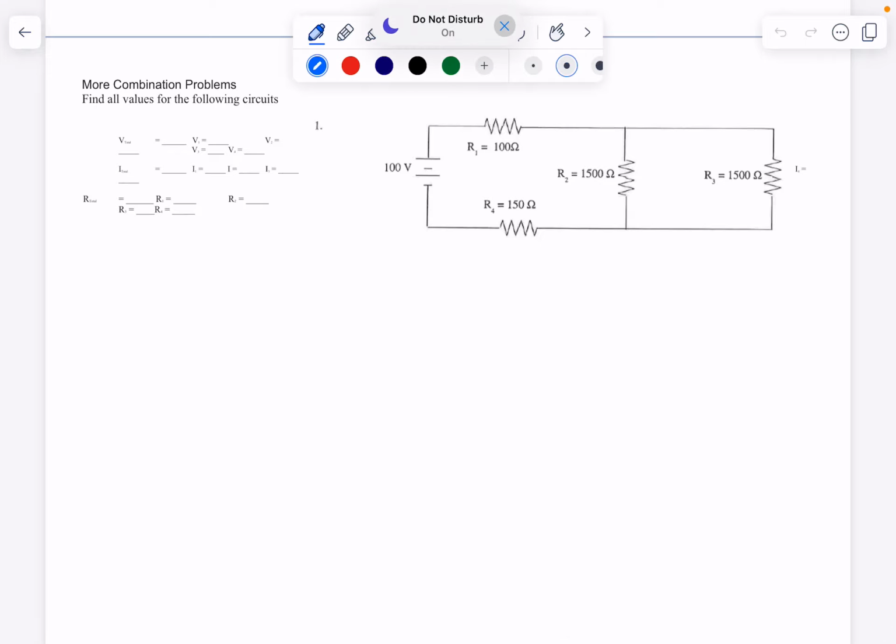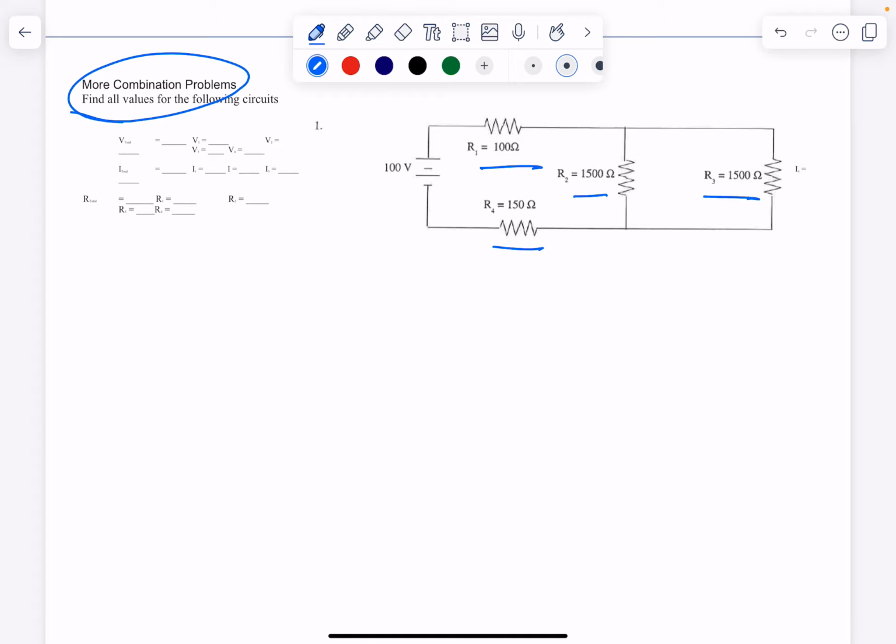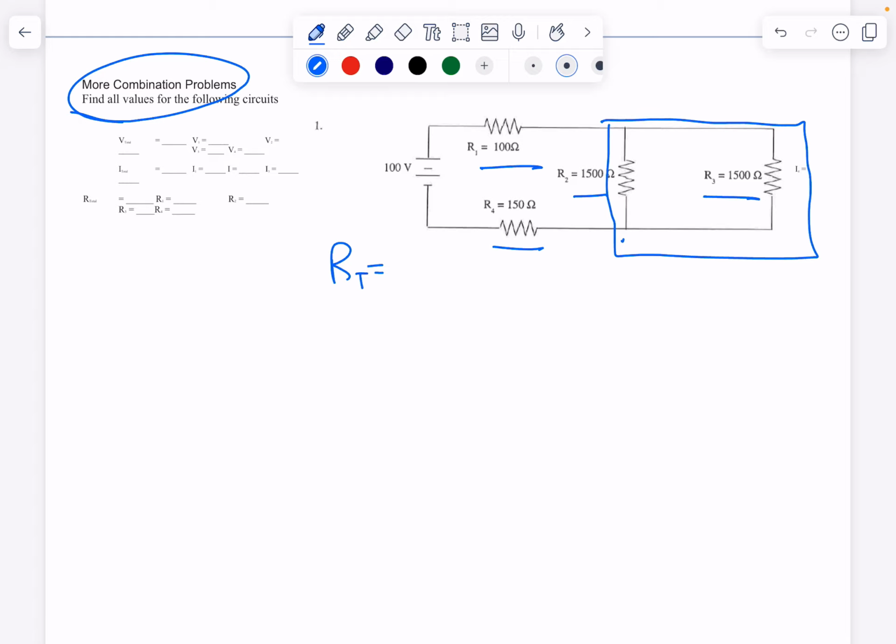Of these questions, these more combination problems, the first step is almost always finding the total resistance. So we've got a combination situation here, and your total resistance is totally 100% the most important thing. If you analyze this particular circuit, the only parallel section is over here. The goal is to turn it into a series circuit.